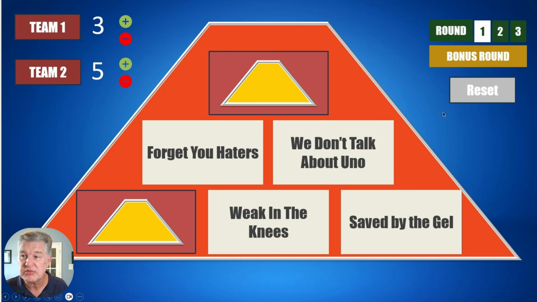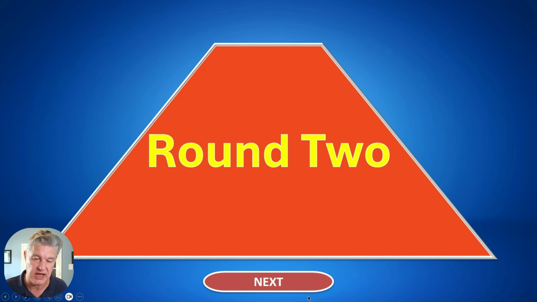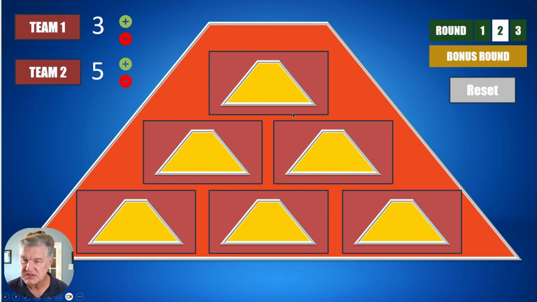Basically, that's what you do through each of the 3 rounds. So when we go to round 2, it's going to be the same thing. You go to round 2, you reveal, and the points are being tallied through the whole thing.